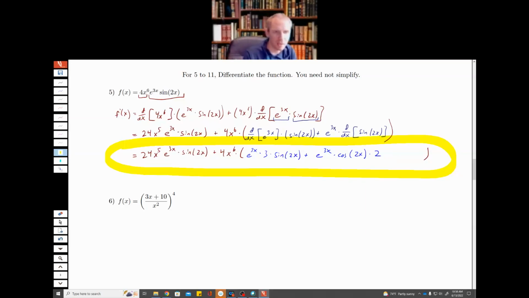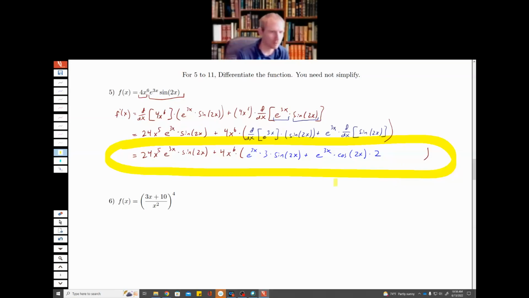Okay, and again, if you broke this up differently, if you wrote 4x to the 6th times e to the 3x as your first piece and sine of 2x as your second, your answer is going to look different from this, but it will also be correct. The simplified answers would be the same. So don't worry about that for the test, right? If it looks different but it's correct, then it'll get marked correct.